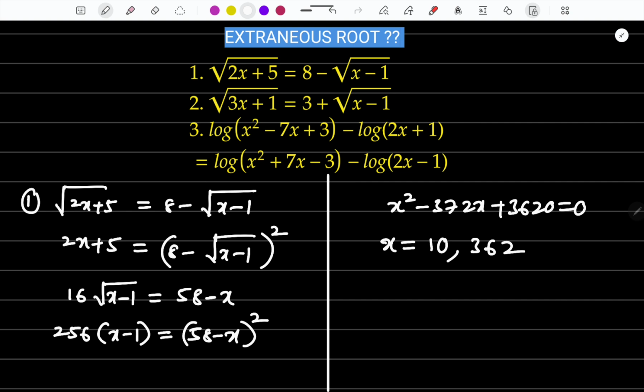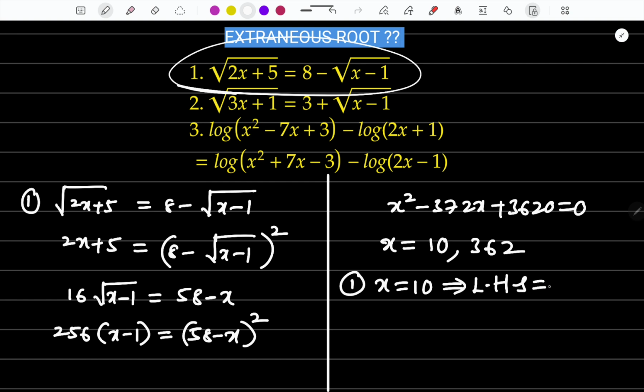Okay, so let us verify these solutions with the original equation. Here this is the original equation. In this let us substitute. If you substitute x equals 10, you will get LHS equals 5 and RHS also equals 5. Therefore, x equals 10 can be the solution of the given equation.